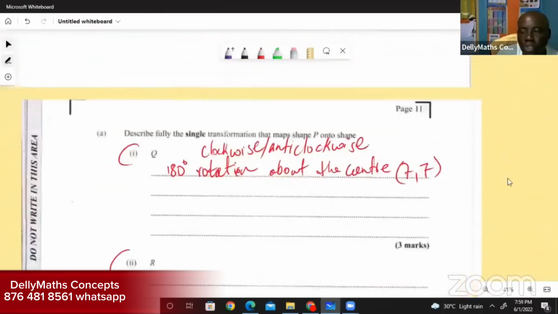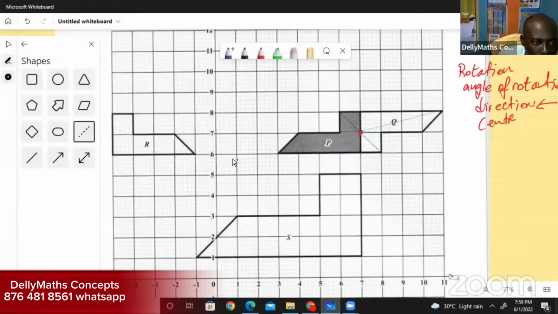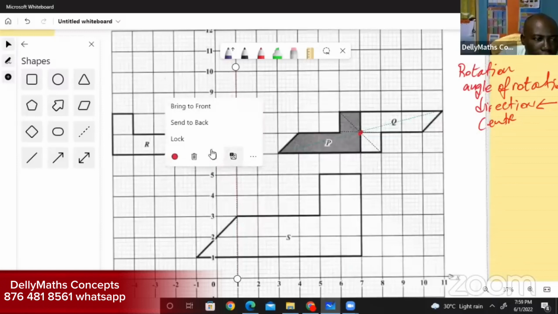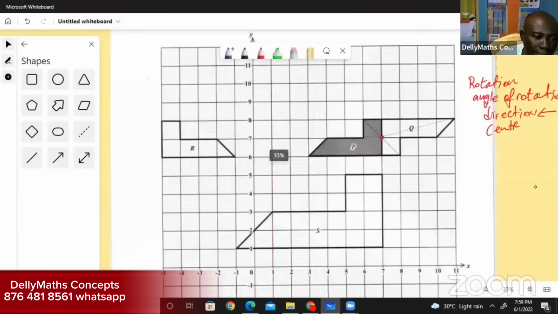All right, we're talking about P to R now. Let's look, P to R. We're observing this going to this, P to R. Now, you could see that this one is a reflection. This is a reflection, and the mirror line I'm seeing is right here. That mirror line is right there. So the mirror line is x equals 1.